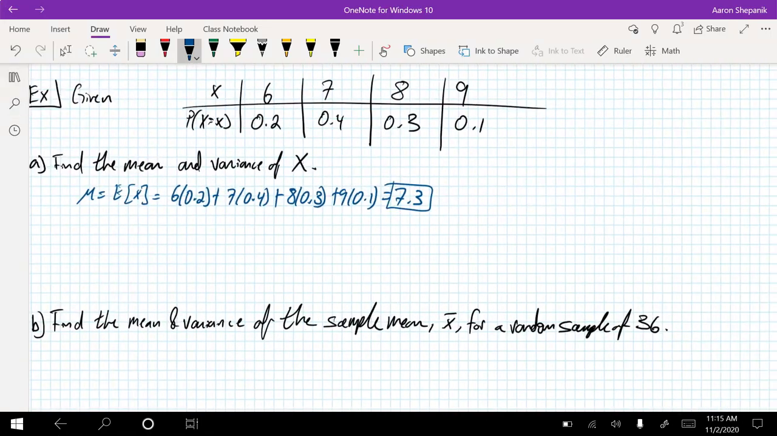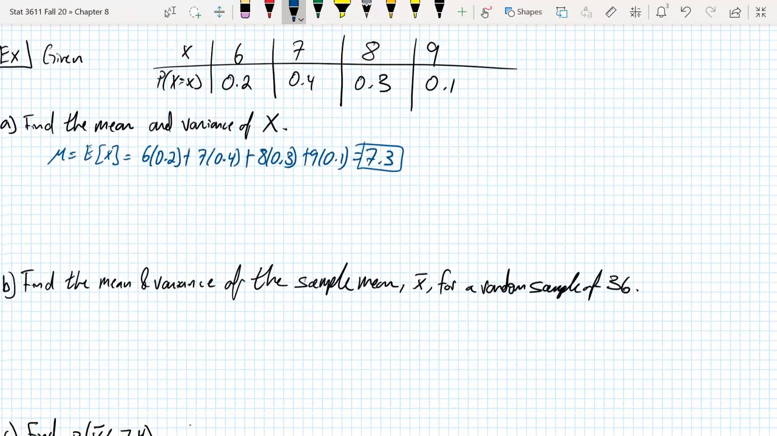Back to our task at hand. So we have the expected value of x. To find the variance, we're going to need the expected value of x squared. So this is a similar computation, but you're just going to square all of your x values.